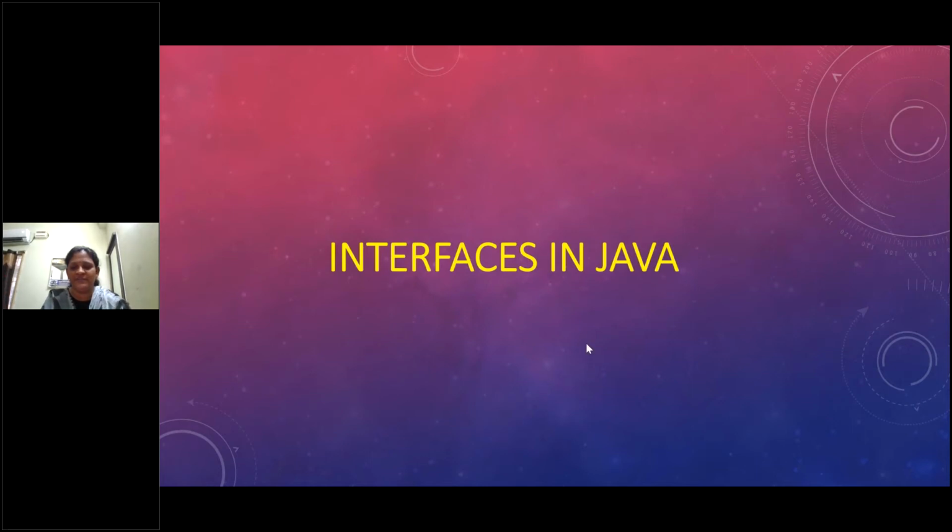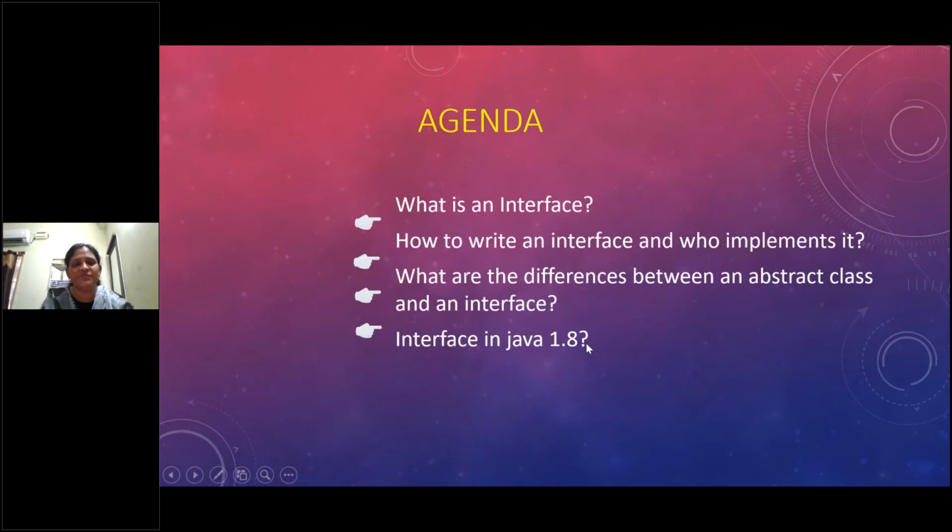Today in interfaces, we'll be discussing what an interface is, how to write an interface, and how to implement it. What are the differences between abstract class and interface? There is a relation between abstract classes and interface too. And interface in Java 1.8. From Java 1.8 version onwards, major changes have been made to the concept of interface. Those changes also we are going to see in the interface concept.